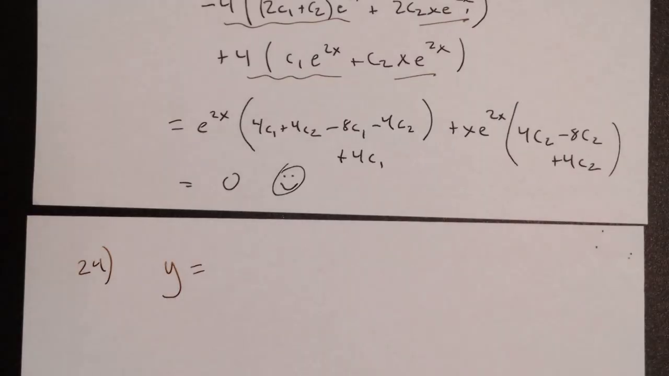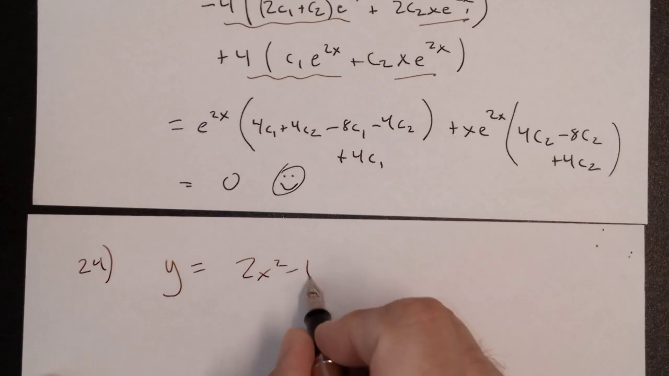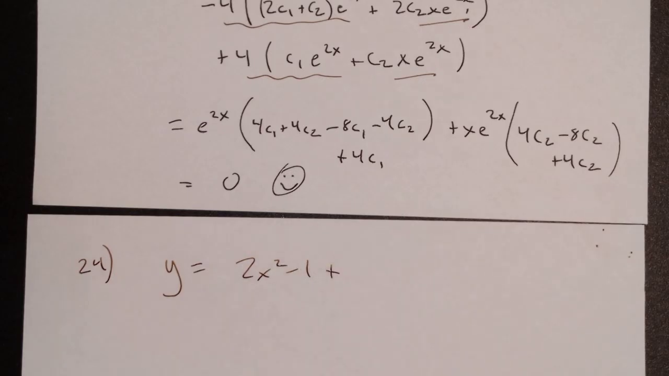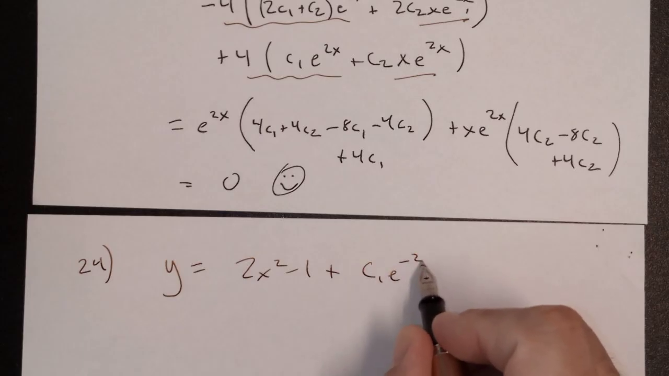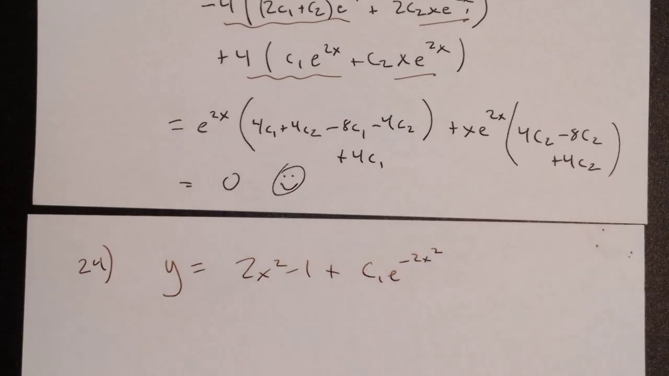Y equals 2x squared minus 1 plus c1 e to the minus 2x squared. So I'm going to ask the same question I asked. Where is this defined? Is there any place where this is undefined? Polynomial, it's an exponential, defined everywhere. My interval should be everywhere.